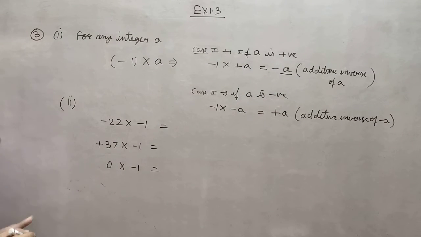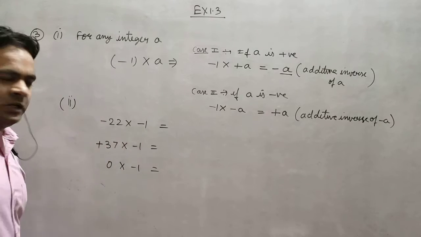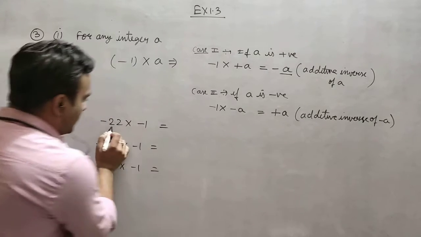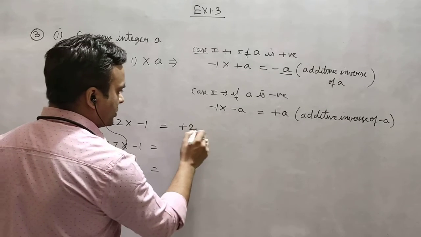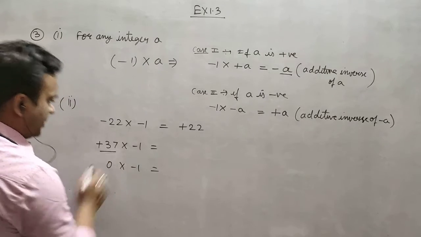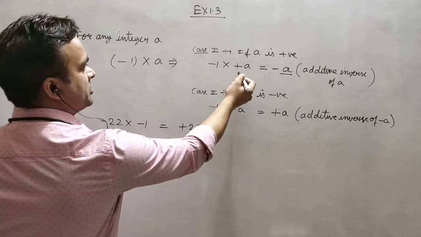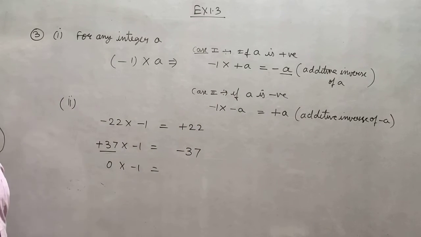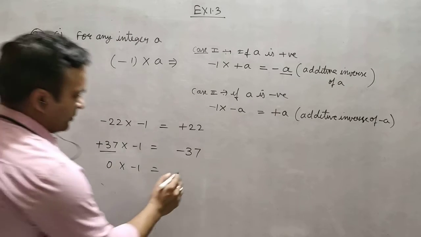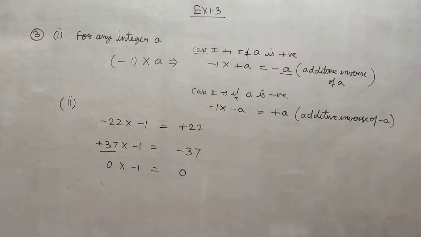Now the second part is very easy. Minus 22 is multiplied with minus 1. What will we get here? The additive inverse of minus 22, which is plus 22. The additive inverse of 37, plus 37, is minus 37. So we are using the principle which we discussed in the first part. 0 into minus 1 is 0, because 0 is a special number. It is neither positive nor negative. That is why we keep 0 only here.